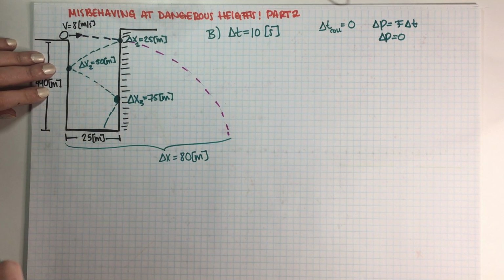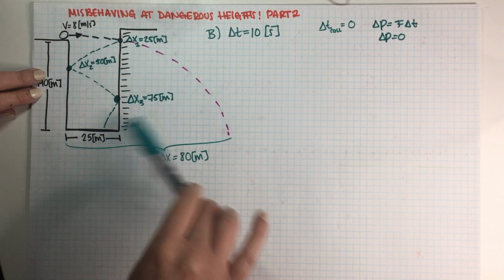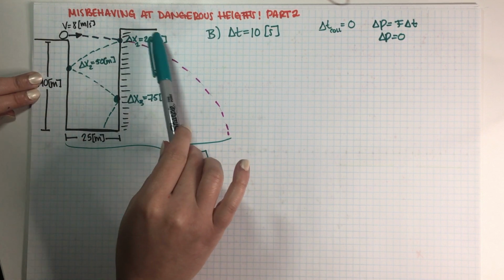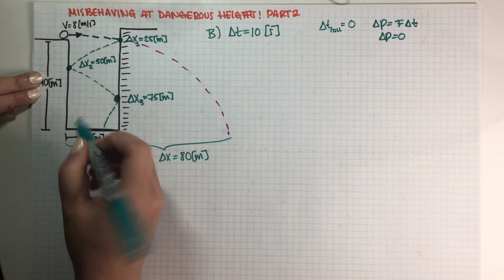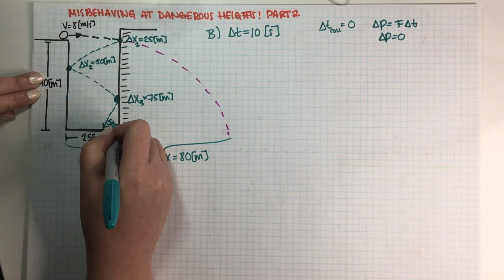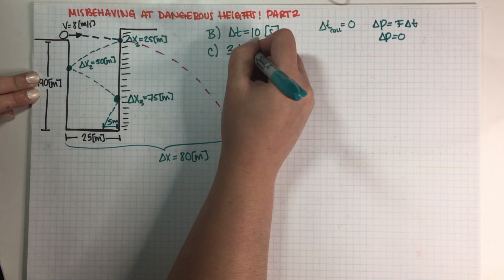So the final answer is that it will hit the walls exactly 3 times, because it was meant to travel 80 meters, and each pass is 25 meters. So 25, 50, 75, and then it's gonna be 5 meters over here, right? So this is 5 meters. So 3 bounces.